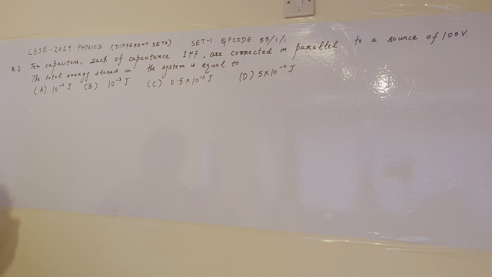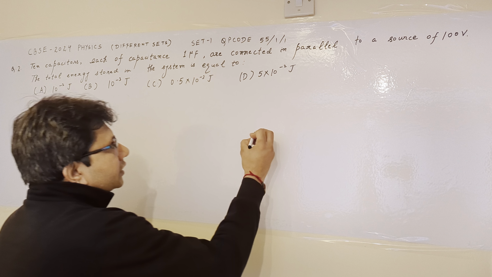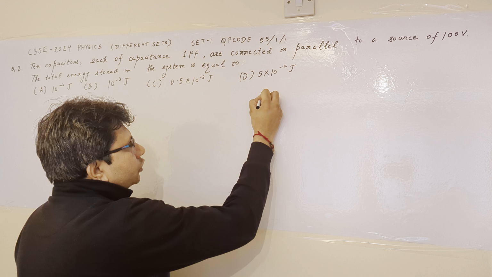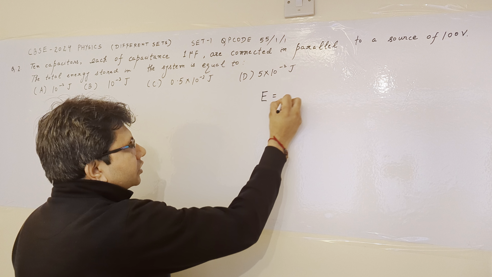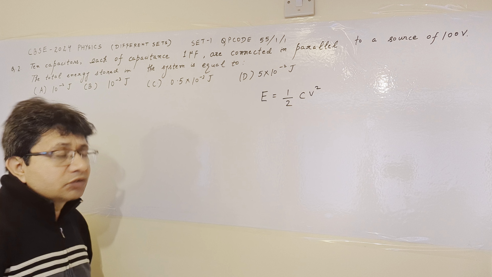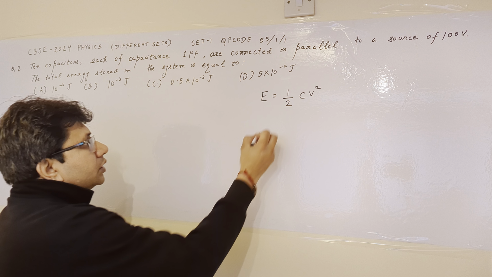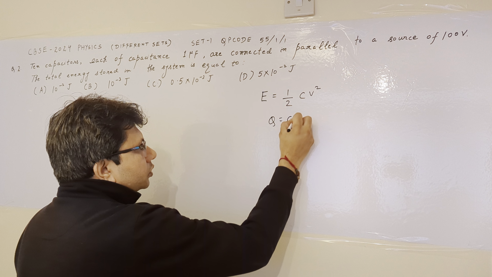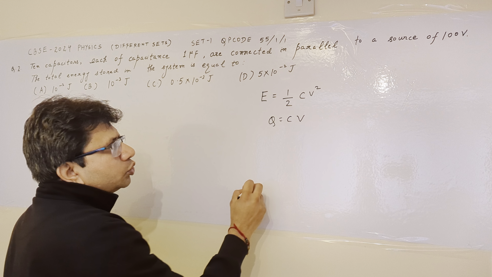So the problem is based on the concept of energy in a capacitor. To calculate the energy in the capacitor, we have to use certain formulas. For example, E equals half CV square. This is one of the formulas. Similarly, by using the relation Q equals CV, we can find out two more formulas.